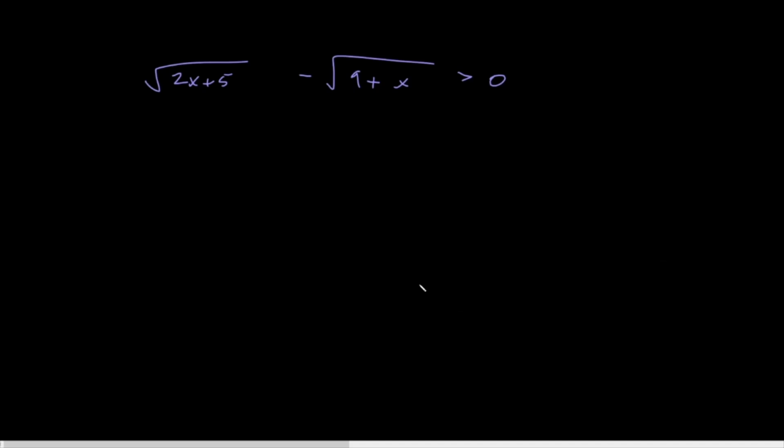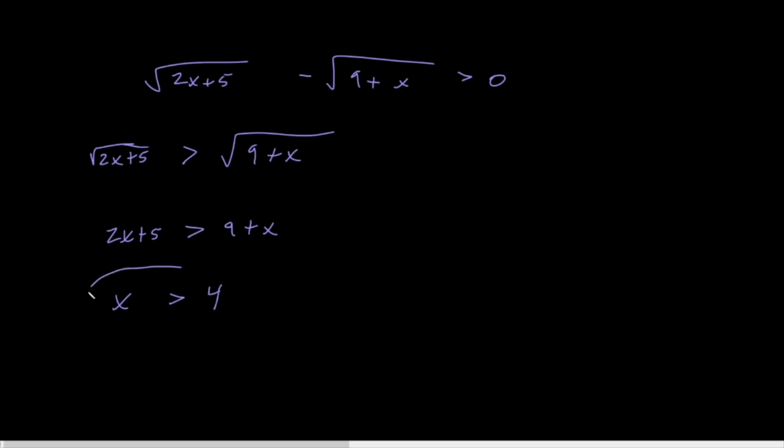What was the answer to the previous question? 7 to infinity. Cool. So, if I square both sides now, it's not going to help me. You would see that if you square both sides. But what I want to do is get both of these alone on each side. Now I can square both sides. So I get 2x plus 5 greater than 9 plus x, or x greater than 4. So that's my one inequality.